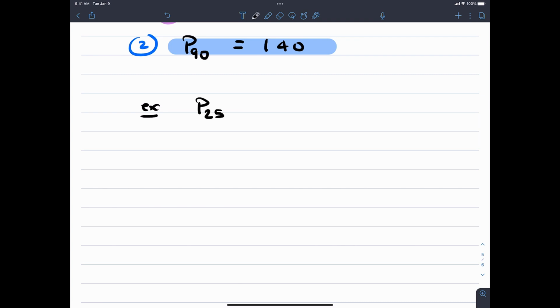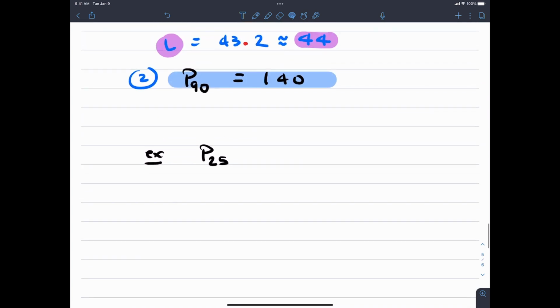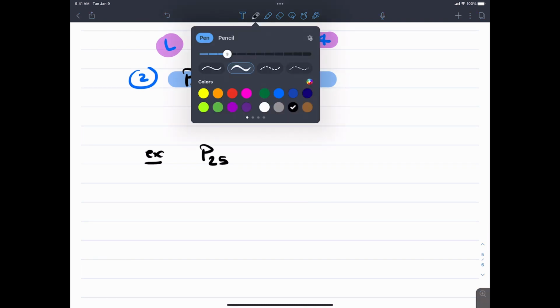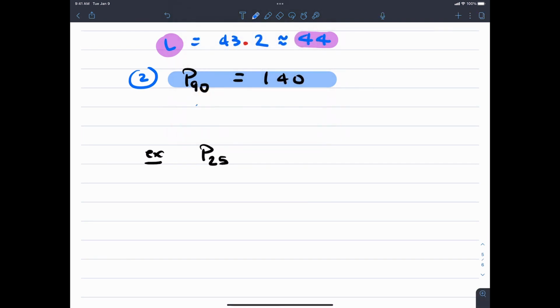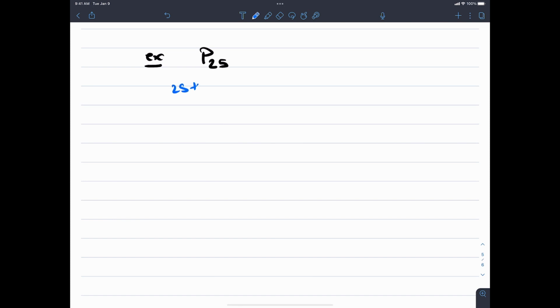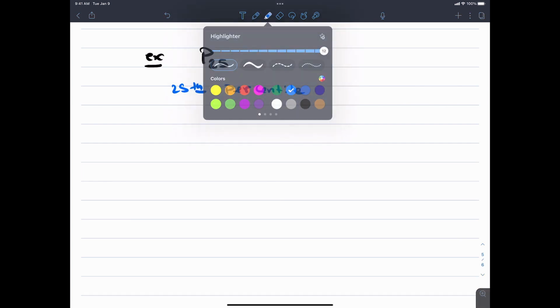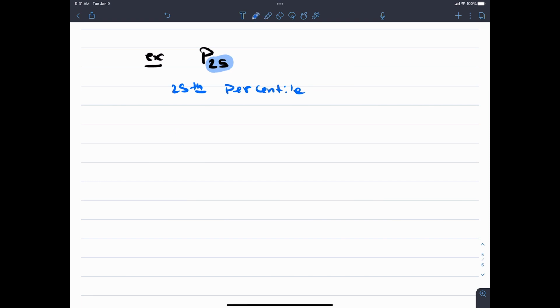P25. Okay. What's this, by the way? This is the 90th percentile, so you guys know. So when they say to you, P25, what is that? That's the 25th percentile. They want to know what number represents the 25th percentile.